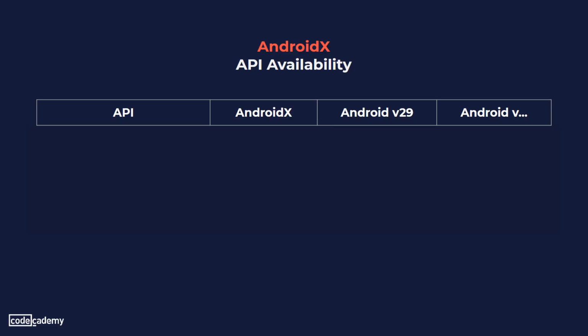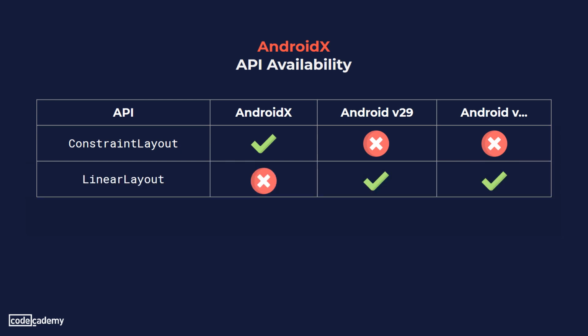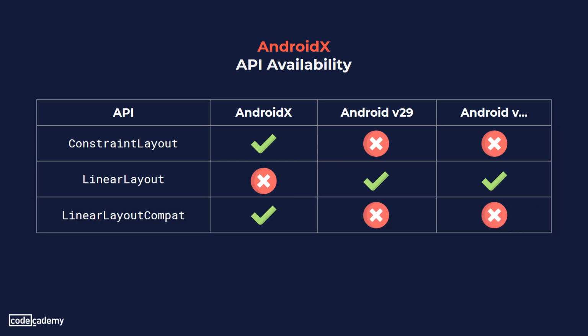While relying on Android X is not a requirement, on some occasions, we have no other choice. Constraint layout is not a part of any version of Android, past or present, and is only available through Android X. Whereas linear layout was available in version 1 of the Android development kit, and its backwards compatible version is also available through Android X.